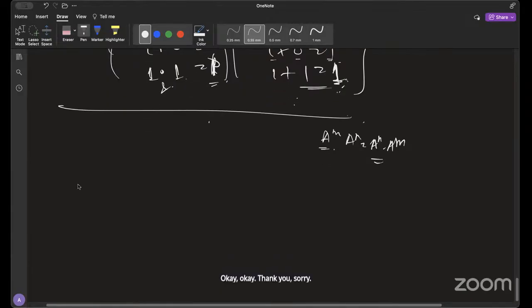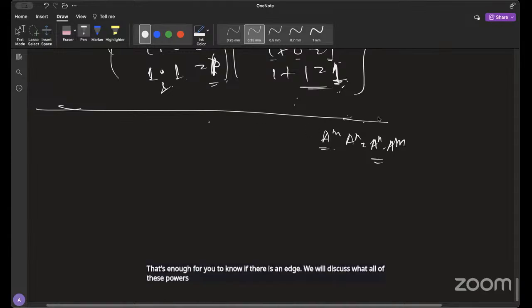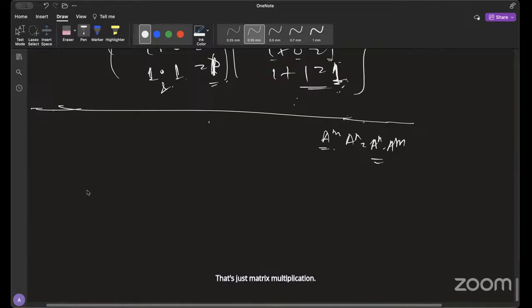So to conclude, that's enough for you to know if there is an edge. We will discuss what all of these powers represent, and we'll discuss the shorter way to calculate things. That's just matrix multiplication. And then we'll discuss an important algorithm. First we'll discuss the reason to discuss this algorithm. So let's just say you have a graph. Let's make the graph first.